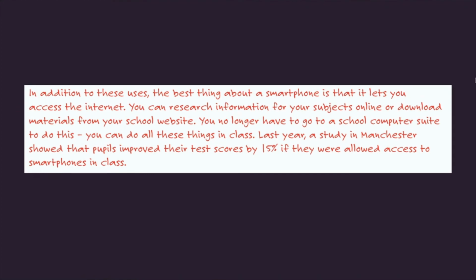In addition to these uses, the best thing about a smartphone is that it lets you access the internet. You can research information for your subjects online or download materials from your school website. You no longer have to go to a school computer suite to do this. You can do all these things in class. Last year, a study in Manchester showed that pupils improved their test scores by 15% if they were allowed access to smartphones in class. Very compelling argument indeed.